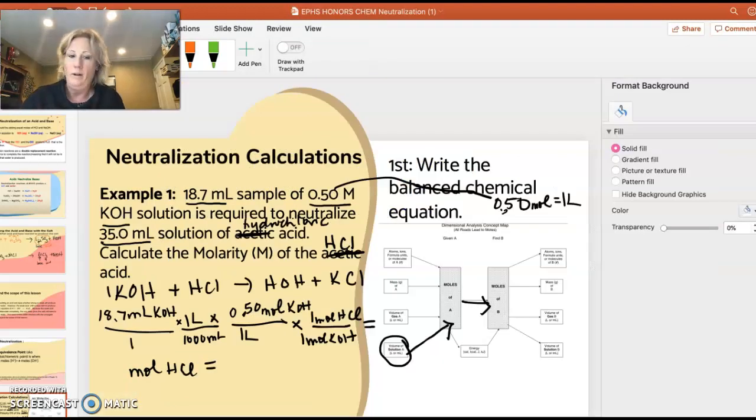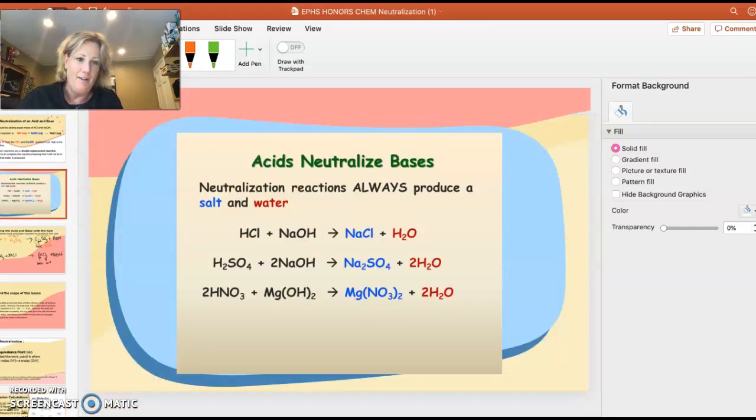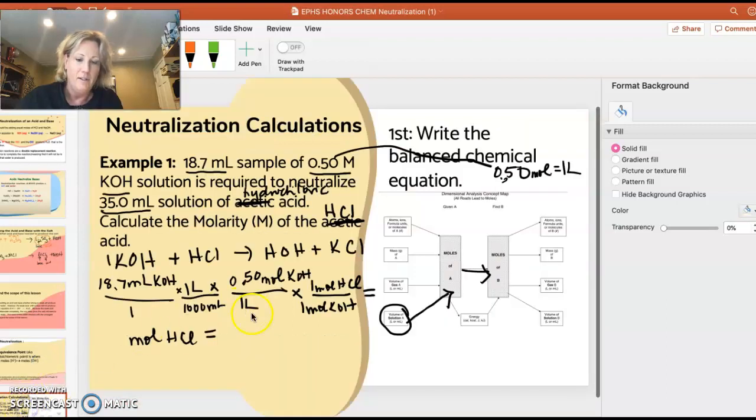So my moles of HCl are, what am I, got it over here somewhere, is going to be, my moles, how many moles do I have? I have a dog barking.